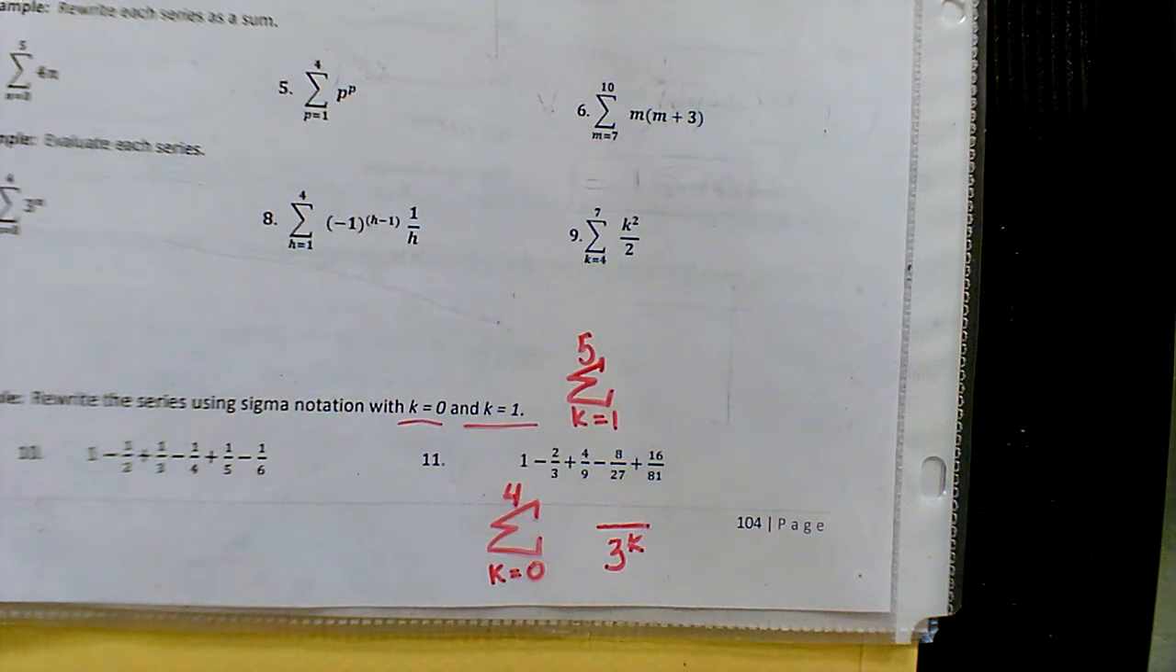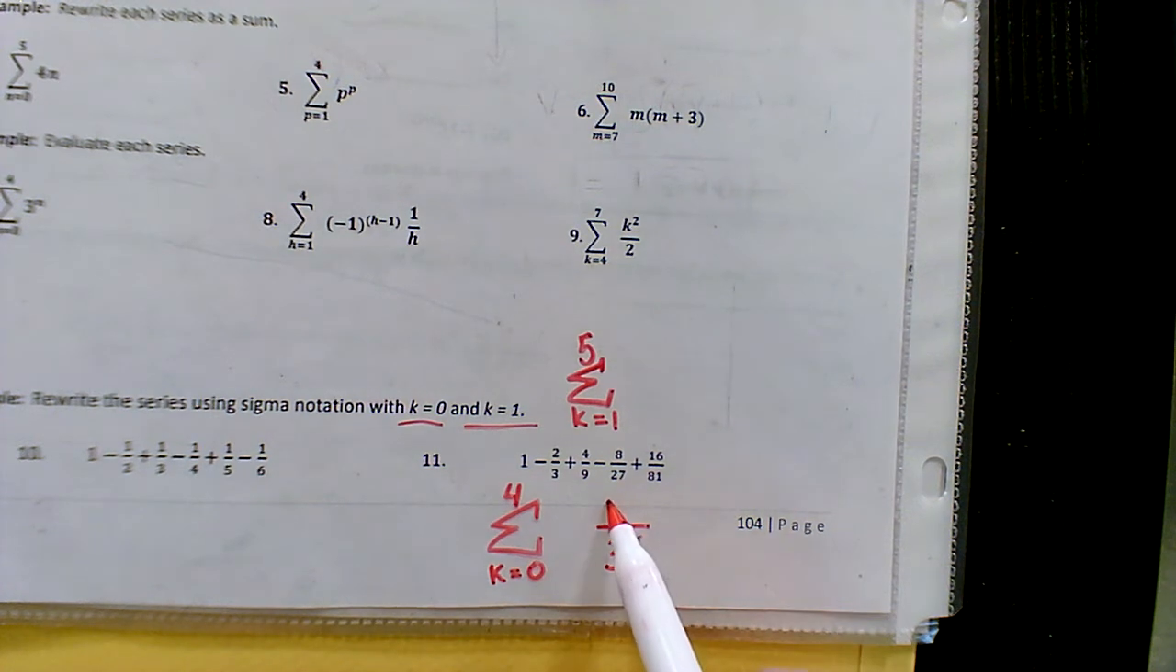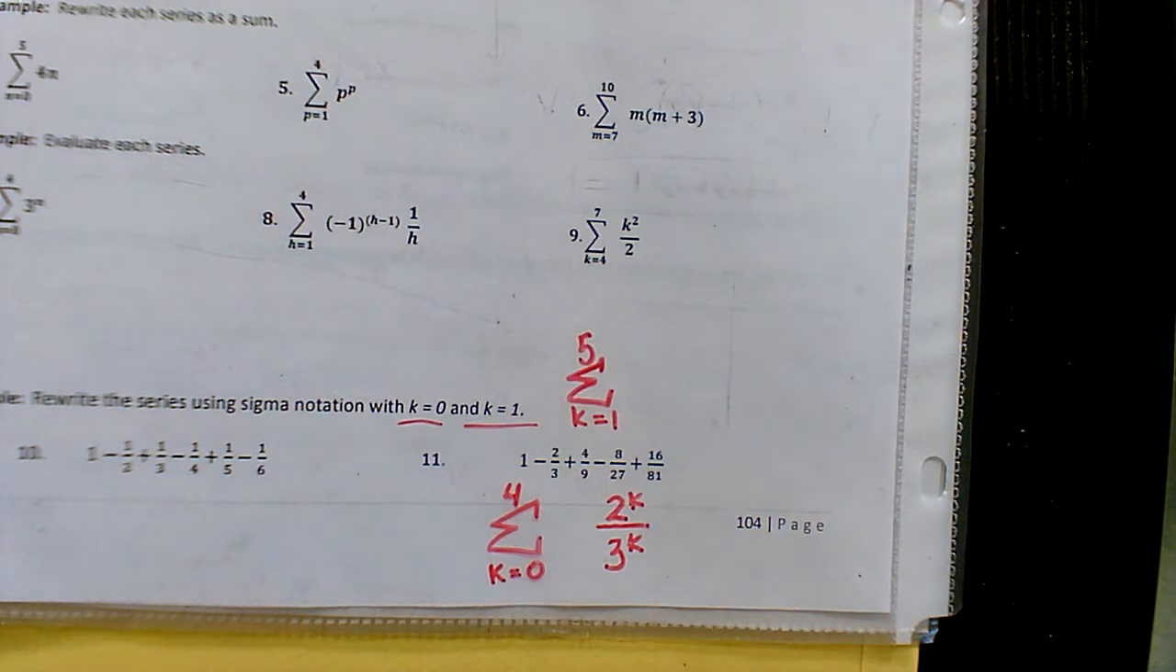What about the top numbers? 2, 4, 8, 16. Aren't those all 2 to a power? Right? All right. Maybe we'll start there. Okay, if we plug in 0, 2 to the 0 is 1. 3 to the 0 is 1. 1 divided by 1 is 1. So that one checks out.